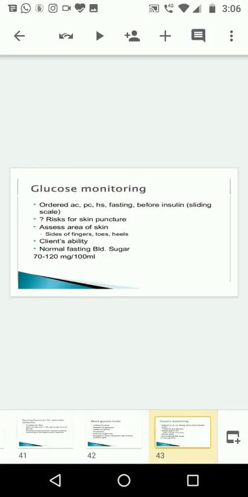In glucose monitoring, you should take the sample as it is ordered. It may be ordered early morning, before meal, after meal, or at night. AC is ante cibum, that is before meals, PC is post cibum, after meals, and HS is at bedtime. So you should keep in mind how it is prescribed to take the specimen.